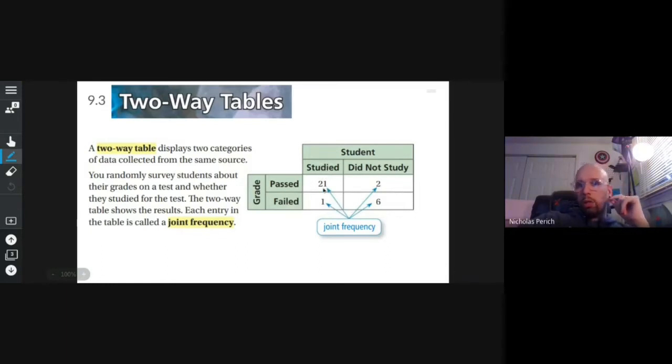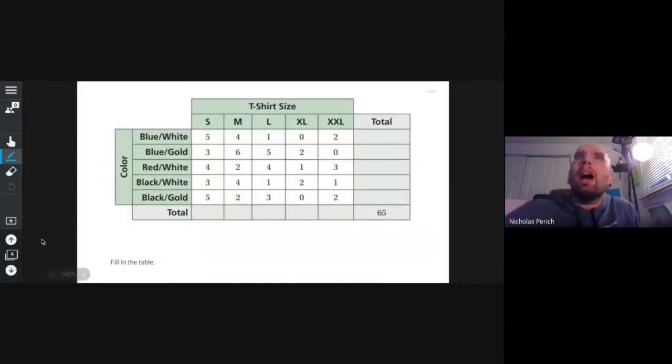And we could say, all right, well, 21 kids who studied passed. 2 kids who did not study passed. 1 kid who studied failed. And 6 kids who did not study failed. The numbers inside the blocks are called joint frequencies. I will never use that phrase ever again, probably. This is how you figure out the totals, though.